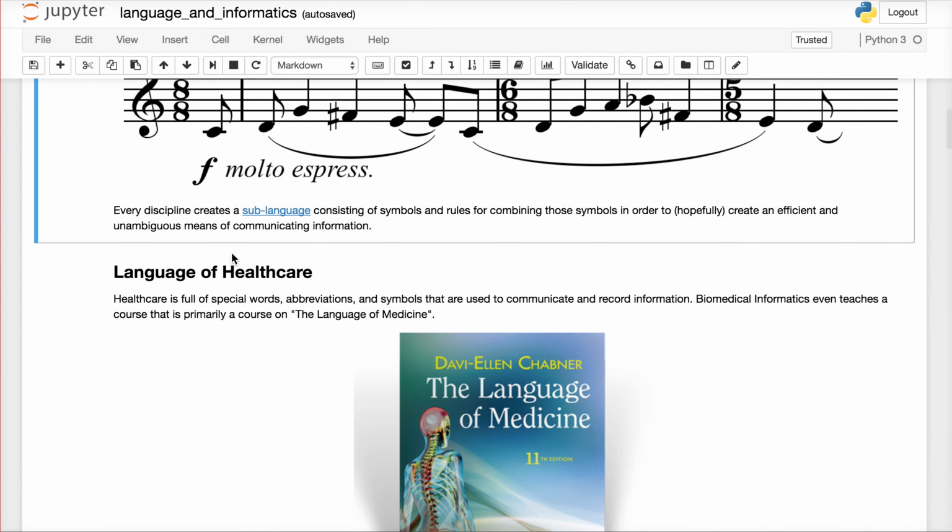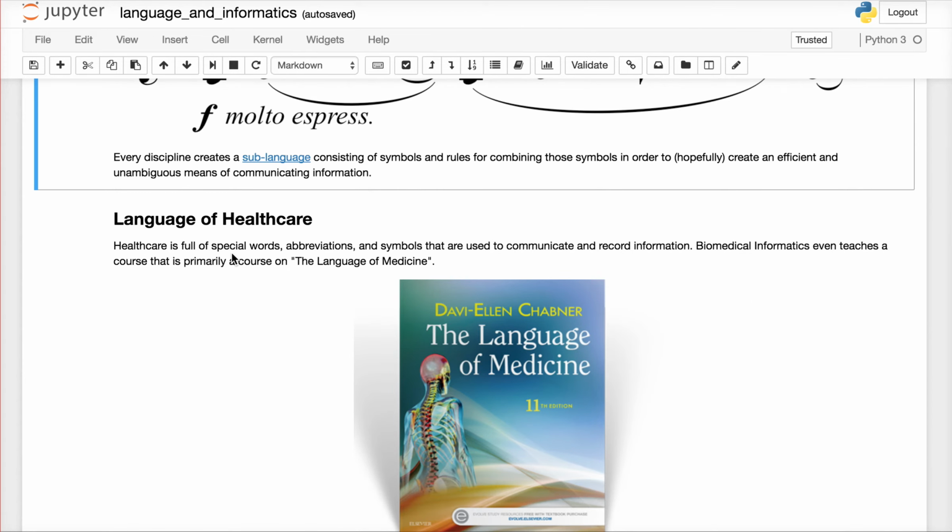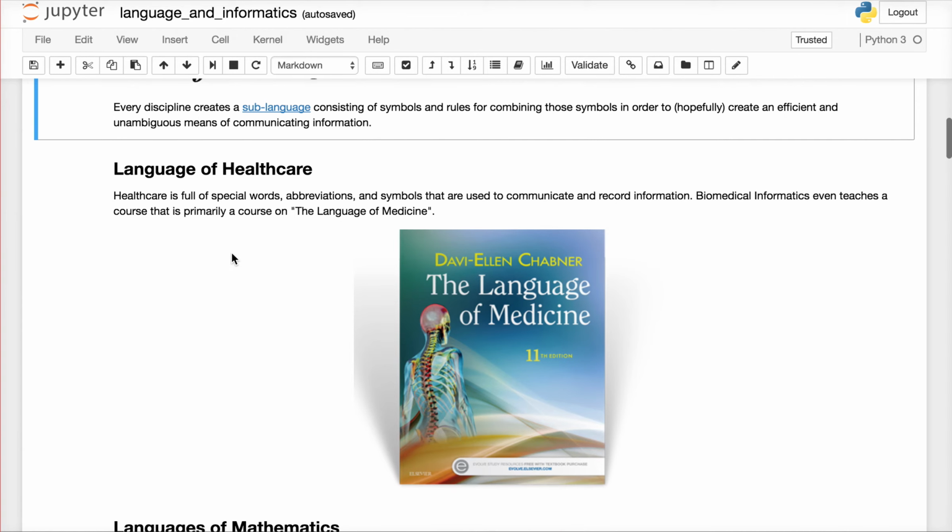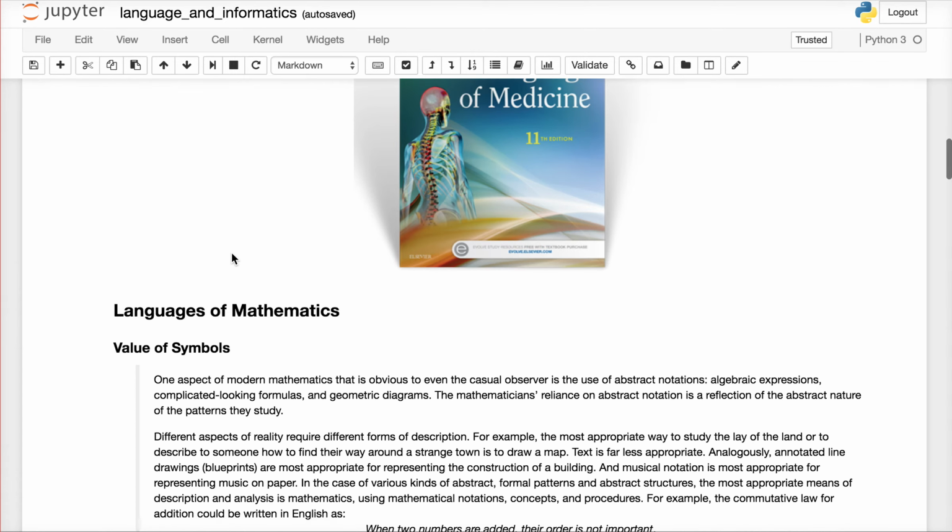Since we're in biomedical informatics, it's worth noting that healthcare, medicine, nursing, and pharmacy have their own languages. In fact, Biomedical Informatics offers a course where they review the language of medicine, and it's hard to participate in or study or work within healthcare if you're not familiar with this specialized language that healthcare uses. Of course, mathematics and programming are no different.